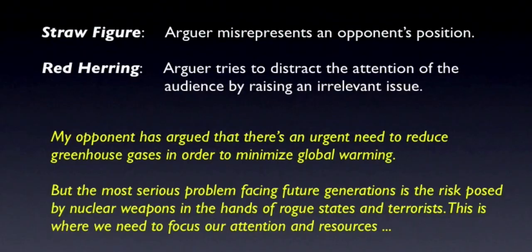The original issue was about greenhouse gases and the urgency of global warming. This response sidesteps that issue and introduces a new issue. To avoid committing a red herring, the arguer would need to show that global warming isn't an urgent problem, or that reducing greenhouse gas emissions won't be effective in reducing it, or something like that. Nuclear weapons in the hands of terrorists is certainly a serious issue, but that fact does nothing to undermine the original argument about global warming.